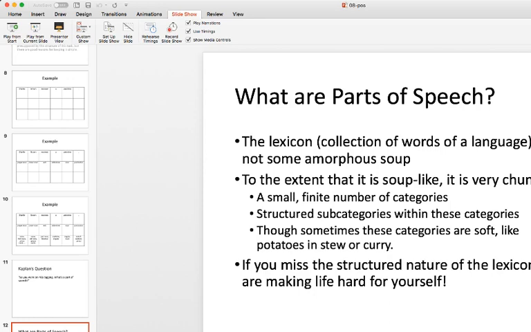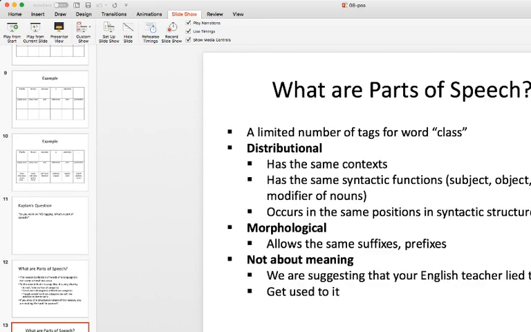And even if some things are kind of soft here and there, they still have form. And if you miss the fact that the lexicon, the set of words in a language, has this kind of structure, you're just making things difficult for yourself. Because this structure is real. So what are parts of speech?